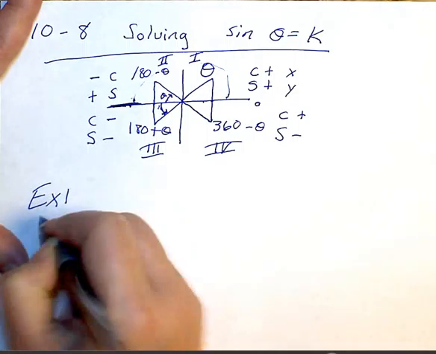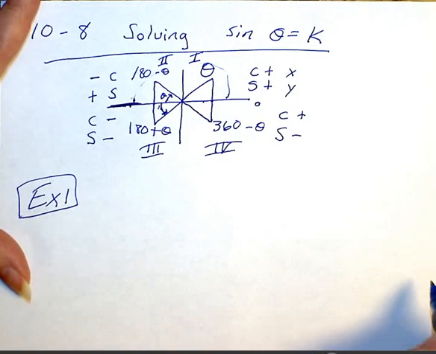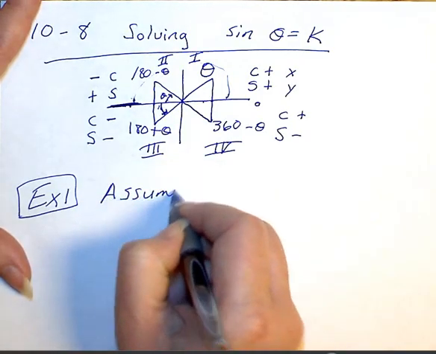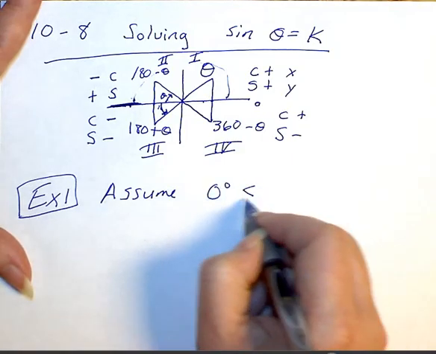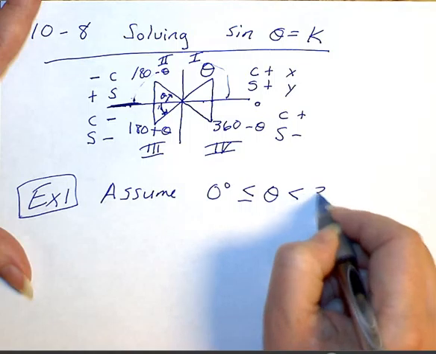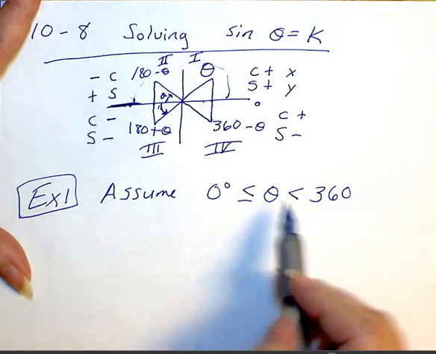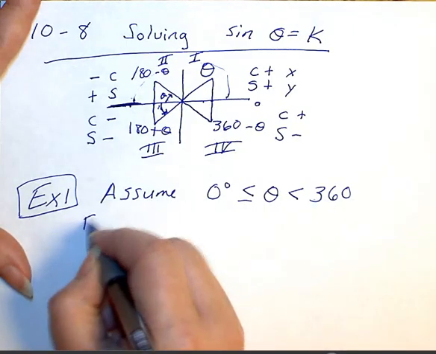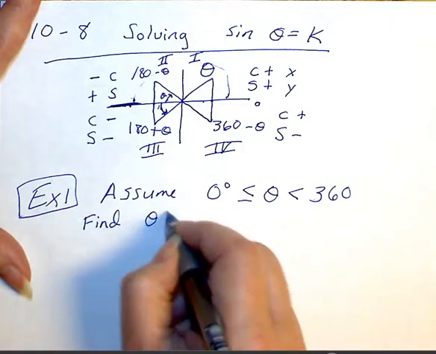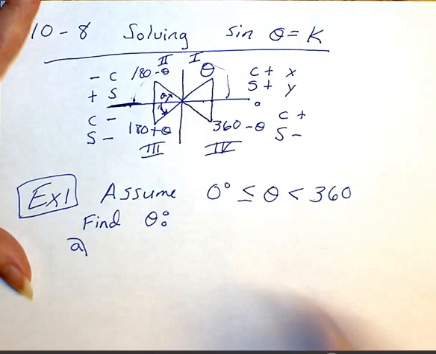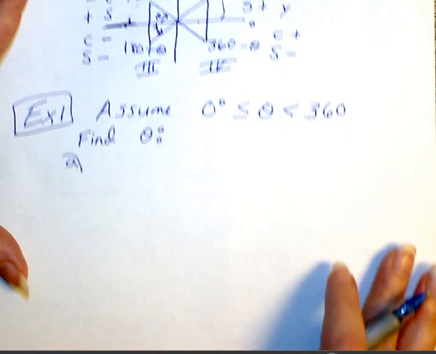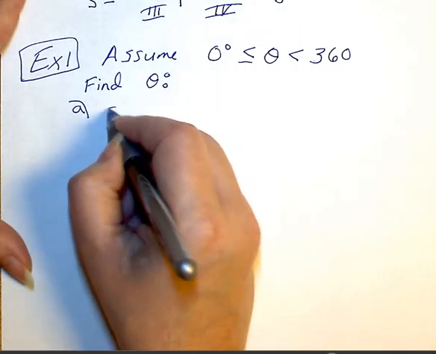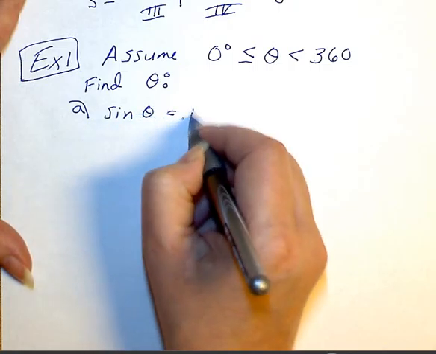Example 1. It says, assume that 0 degrees is less than or equal to theta, which is less than 360. So we have to assume that theta is between 0 and 360, and we are going to find theta. The first one is sine of theta is equal to 0.127.